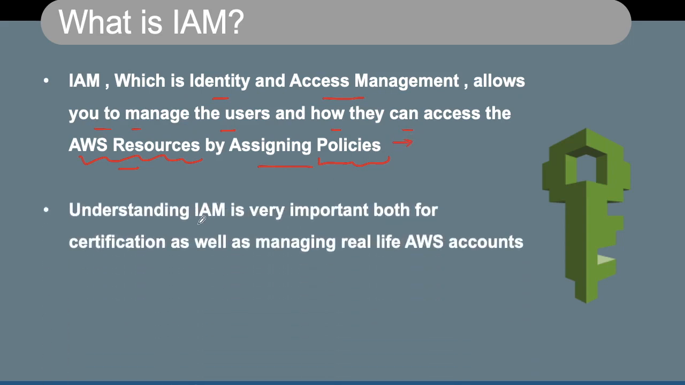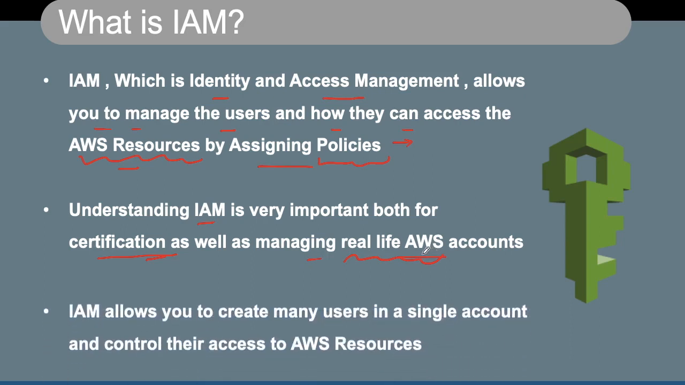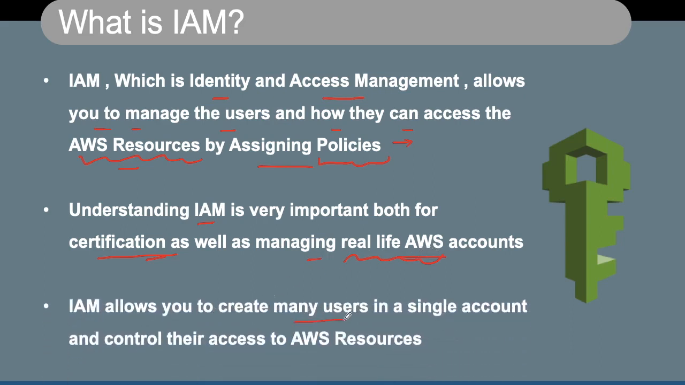Now, understanding IAM is very important both for the certification as well as for managing real-life AWS accounts. From both perspectives it is very important, because we will get a lot of questions related to IAM in the certification as well as in managing your real-time AWS infrastructure. IAM allows us to create many users in a single account and control their access to the AWS resources. So we can create many users and we can also control what they are actually able to do with the AWS infrastructure.